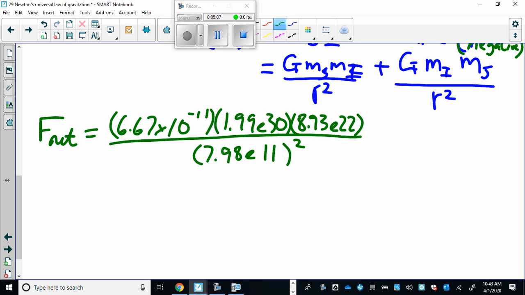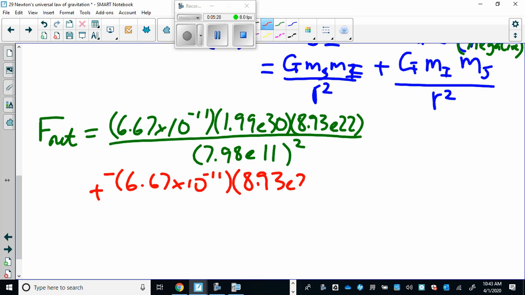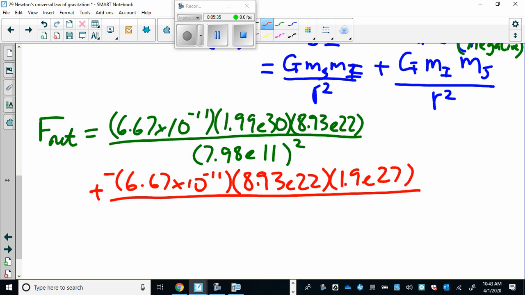The gravitational force between Jupiter and Io, I'm just going to write it down below. So I'm going to run out of room. And I'm going to put a negative there just to acknowledge that they're in opposite directions. 6.67 E minus 11 times the mass of Io times the mass of Jupiter divided by the distance squared, the 8 squared.